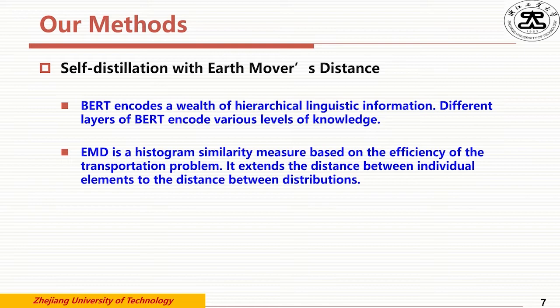It extends the distance between individual elements to the distance between distributions. Our self-distillation method calculates the difference between the output distribution of all transformer blocks and the student classifiers. Then, we use it as the sum of transfer knowledge. Our goal is to reduce this difference to make the students more powerful.